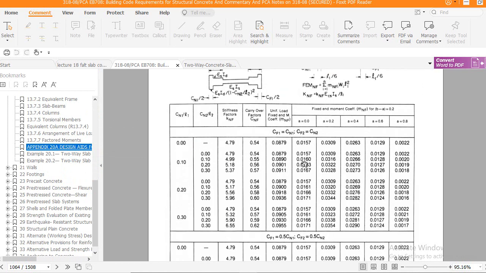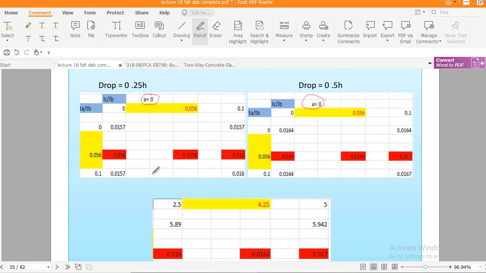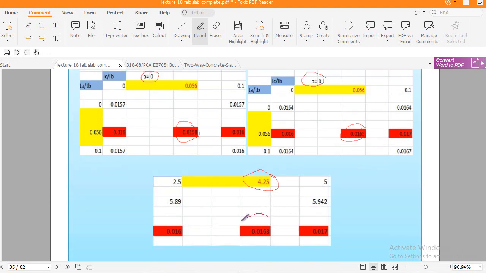Okay, write this one. So here we have 0.00 and 0.10. So 0.0157 and 0.0160. I will use these values. You see here 0.01 and this one, right? So this is my required value. This is 0.158 from 0.25H, and from the 0.5H table I got this one. So I have to interpolate the value for 4.25 inch, and my required value is 0.0163. So this is my required value 1.